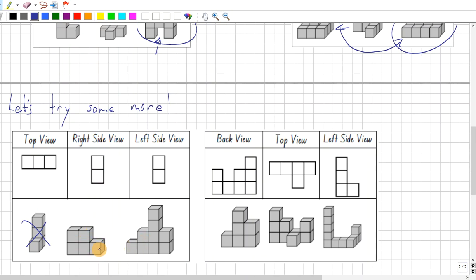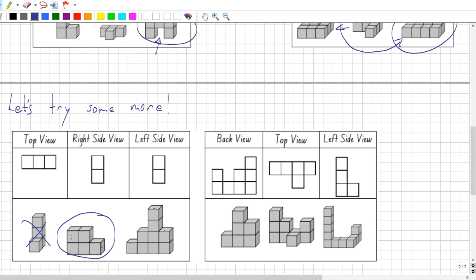The top view 3, that one fits. The top view 3, this one would be actually 1, 2, 3, 4. So we know right away this one has to be it. We can see from the right side, you would see this square and that square. And from the left side, you would just see those two squares there, right? From that actual left side.